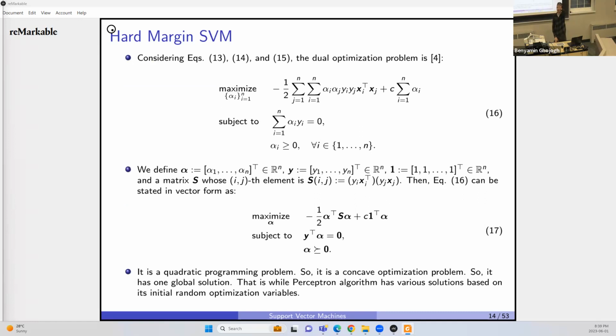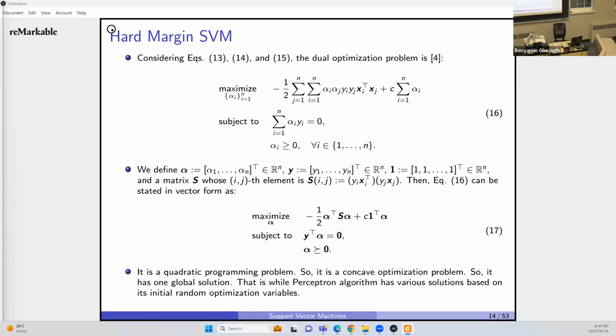I know you're tired. Let me finish this hard margin SVM. We'll have a break, because there are several parts. And now let's put all of them together.